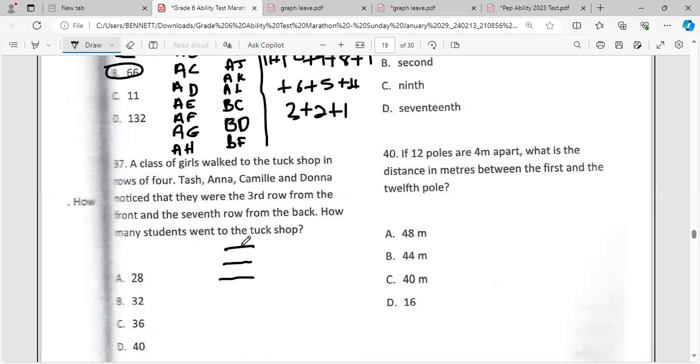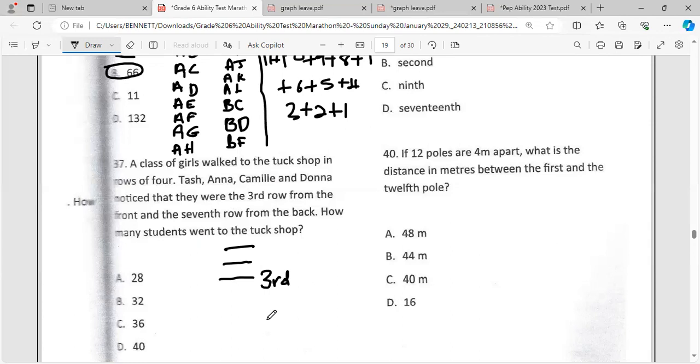All right, think about it. They put them in rows of 4. Just visualize it. Tasha, Anna, Camille, and Dana are in one row, the 3rd row. So how many rows would be in front of them? Two, sir. All right. And from the front they are in the 3rd row, but from the back they are in the 7th row. So if you're coming from the back, how many students went to the tuck shop?